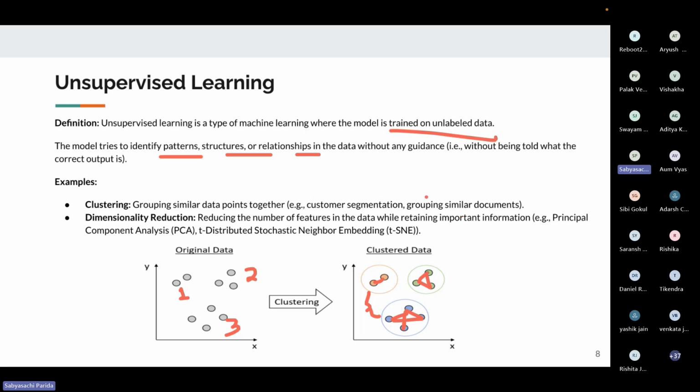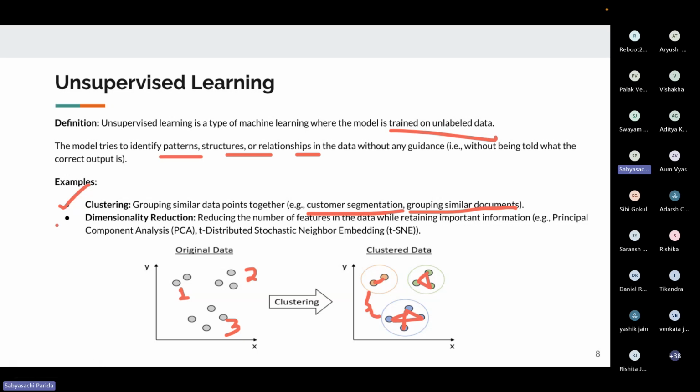The other applications are in customer segmentation and grouping similar documents. Suppose some customers are price savvy. Some customers want to buy when there is a price drop. Some customers want to buy on the weekend. Others want to buy on weekdays. So in the case of customer segmentation, these kinds of clustering algorithms are helpful.